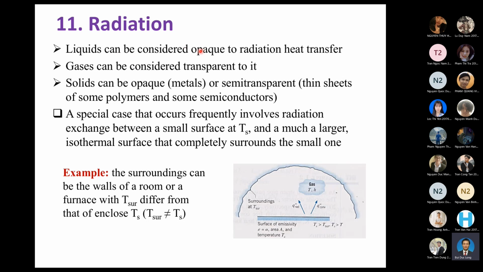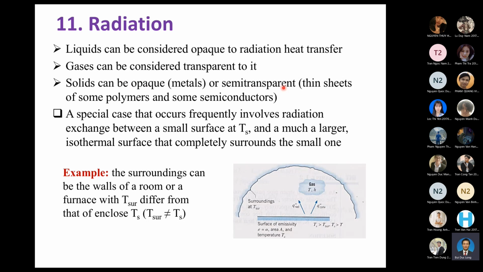Liquids can of course be opaque to radiation heat transfer, and gases can be considered transparent to it. Liquids can be considered semi-transparent, and solids, for example metals, can be semi-transparent.